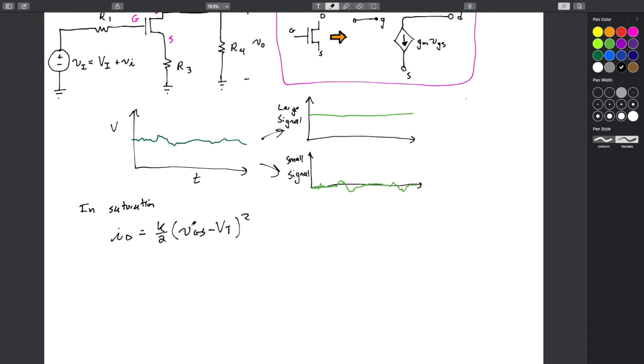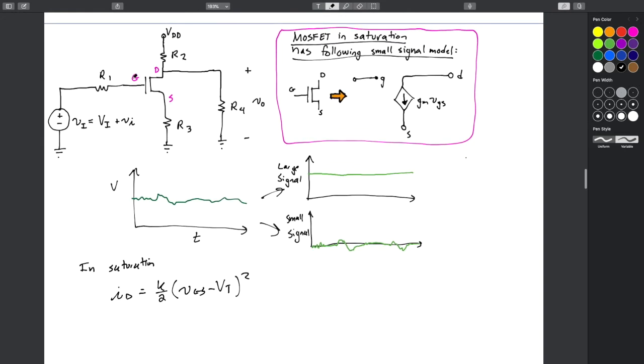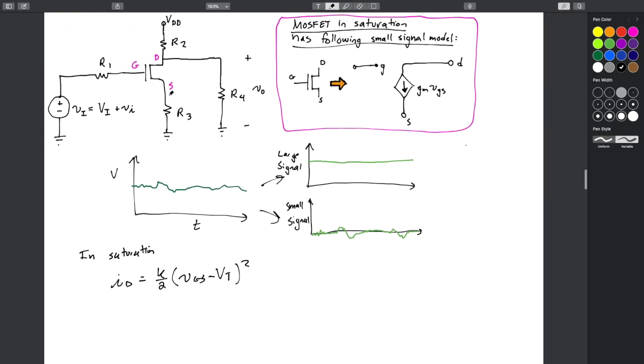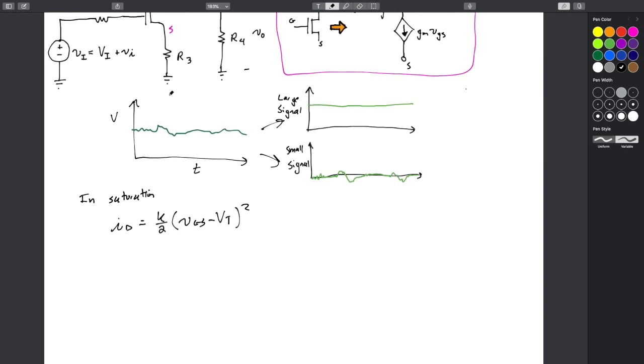VGS, importantly, is the voltage across the MOSFET from the gate to the source. And also remember that this is assuming the MOSFET is in saturation, which has a couple of stipulations about the voltage. In this class, if we say it's in saturation, it is in saturation. You don't need to worry about the fact that VDS is greater than VGS minus VT.